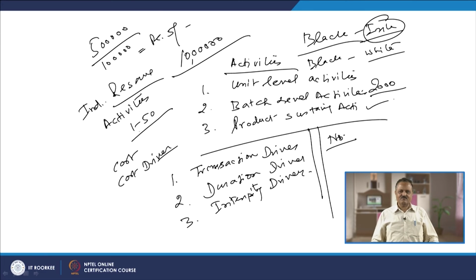So, we have three kinds of drivers and three kinds of activities. Unit level activities are related to transaction drivers, batch level activities are related to duration drivers, and then intensity drivers are useful for the product sustaining activities.